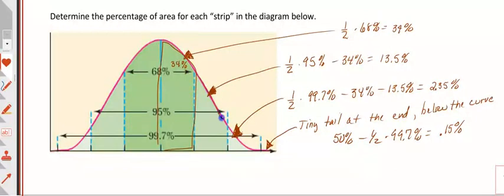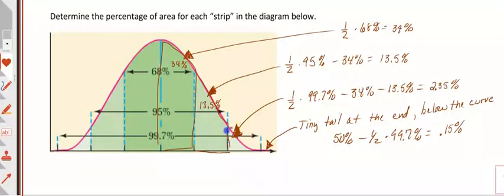This next strip between 1 and 2 standard deviations can be found by taking half of 95%, because 95 is the whole thing from left to right, taking half of that just looking at the right-hand side, and then subtracting the 34% away from it. So this strip is 13.5%.